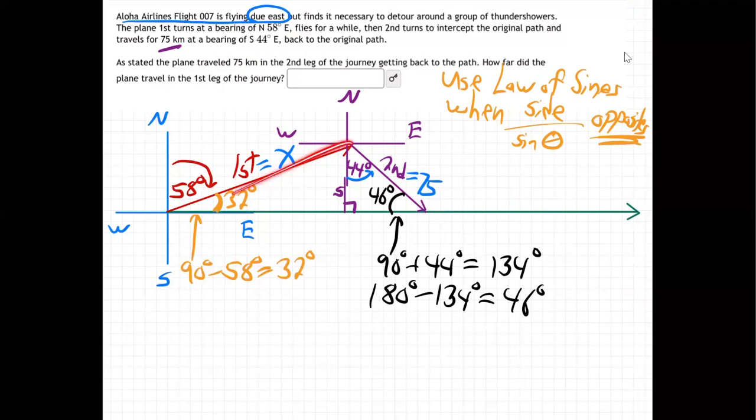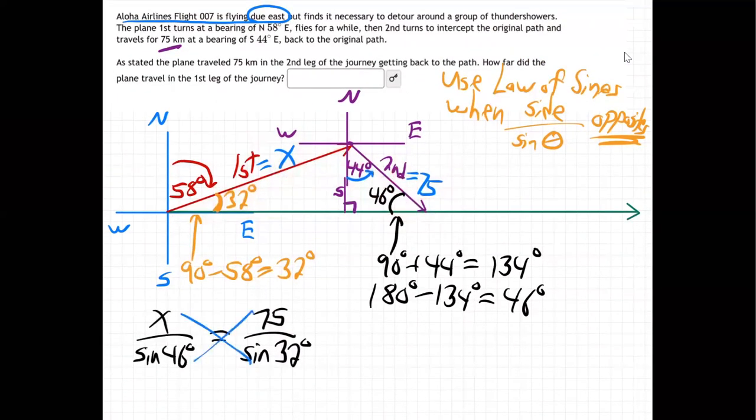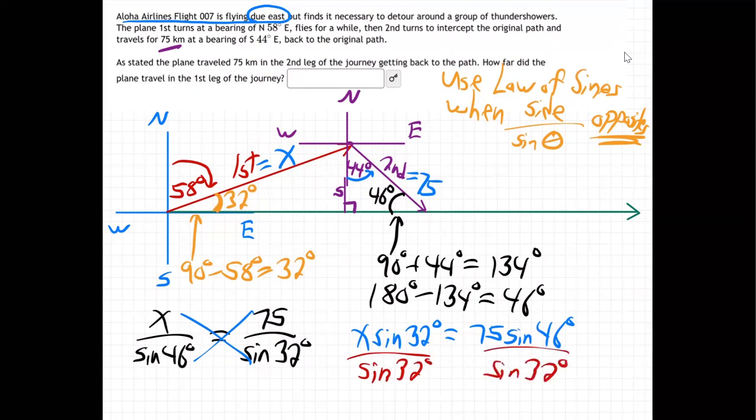Now I can look at the whole big triangle and say, x over the sine of 46 is equal to 75 over the sine of 32. Law of sines. Now I can solve that equation for x. Just cross multiply. We'll get x sine 32 is 75 sine 46. Finish solving for x. Divide by the sine of 32. Hit the buttons on your calculator, and you've got your answer. That's how we deal with this.